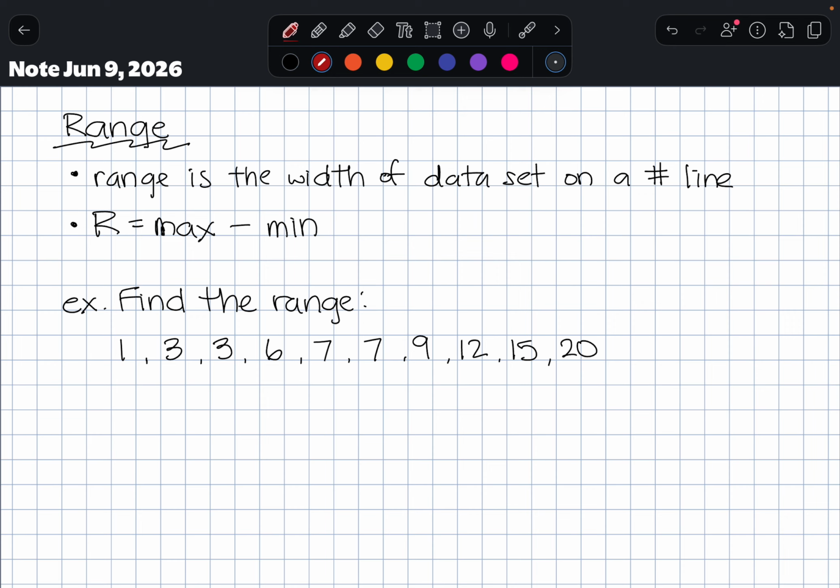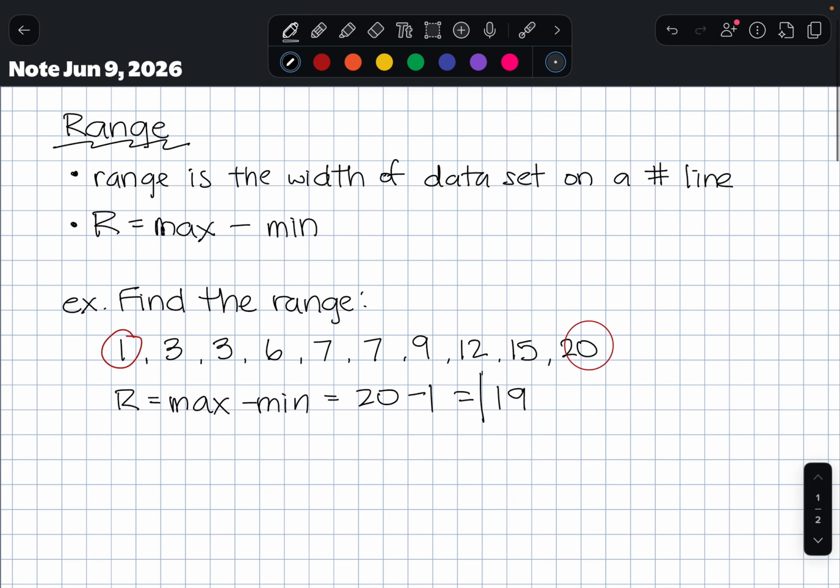For example, we have a set of data, 1, 3, 3, 6, 7, 7, 9, 12, 15, 20, and I want to find the range. So I know that my range is going to be max minus min. So in my data set, I'm going to pick off the largest first, which is 20, and then the smallest, which is 1. So my range is 20 minus 1, which is 19.